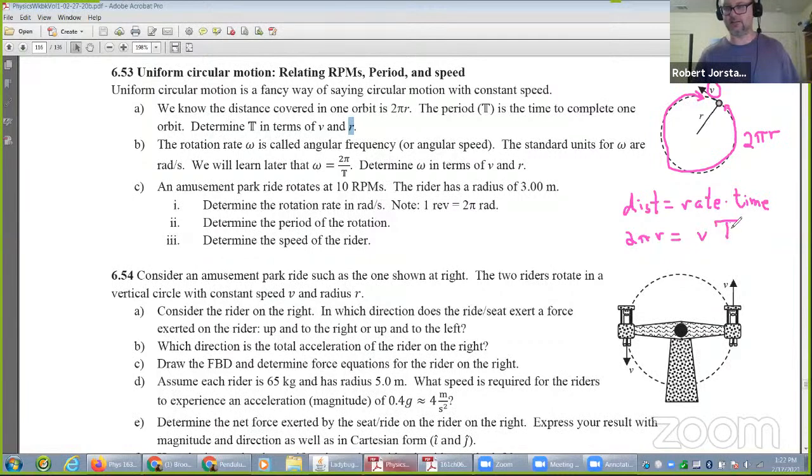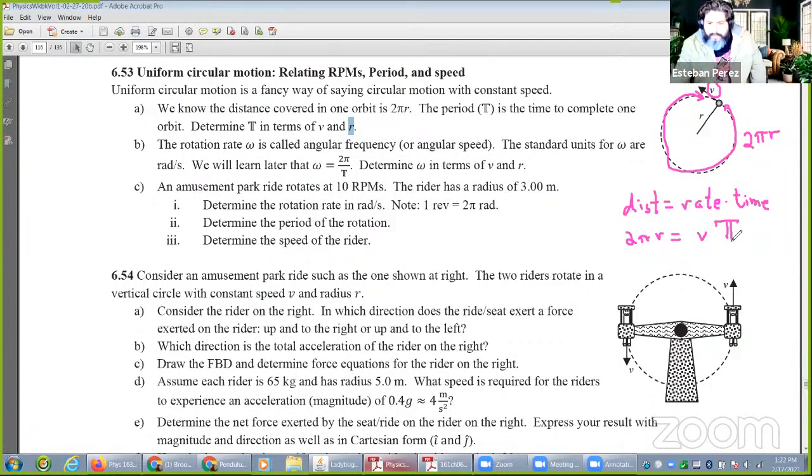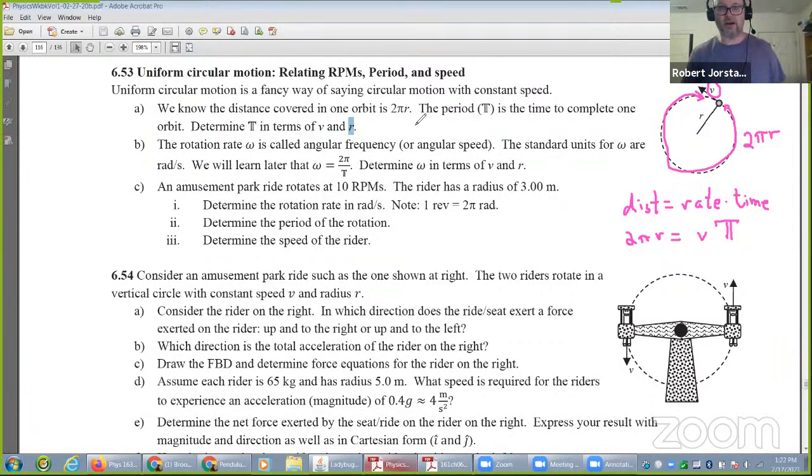And so, Esteban, does that match up with what you were thinking? What did you end up with? Yeah. So yes, 2 pi r over v. Exactly. So we got it. It's 2 pi r over v. And so the unit analysis is a good trick, right? If you're not sure, check the units.